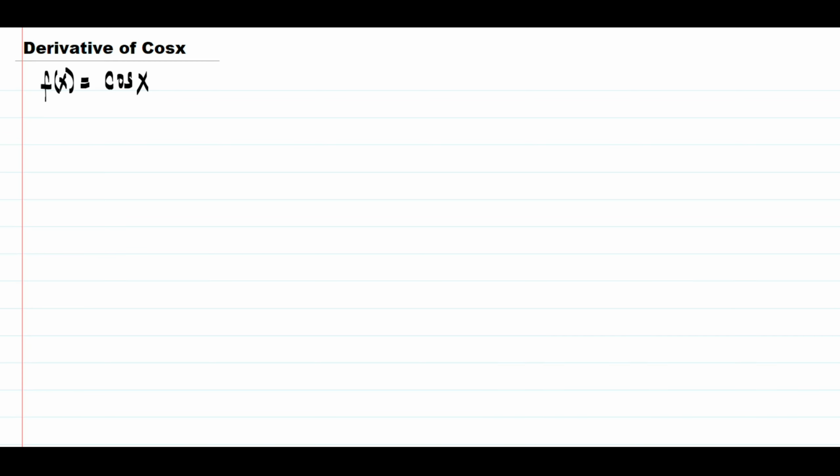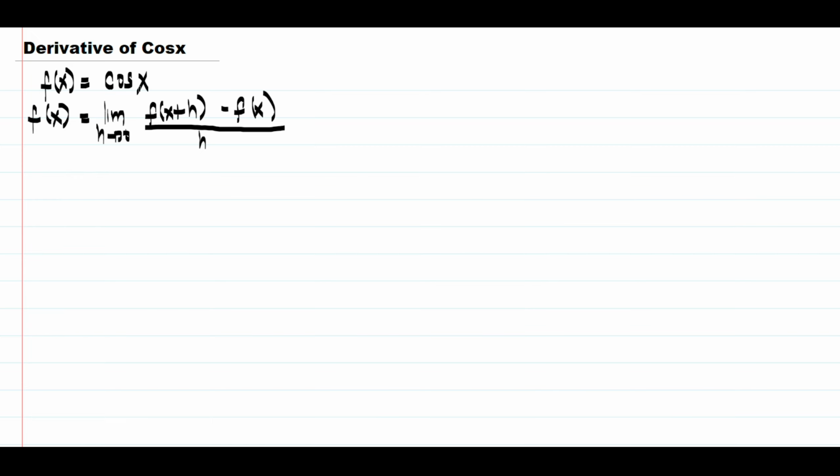Today's video, we are going to talk about how to find the derivative of cosine x using the delta process, and we are going to explain everything in detail. So, when we say delta process, we have f'(x) equals the limit of f(x + h) minus f(x) all over h as h approaches 0.